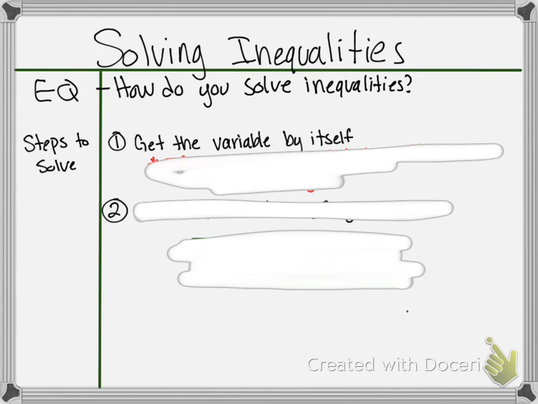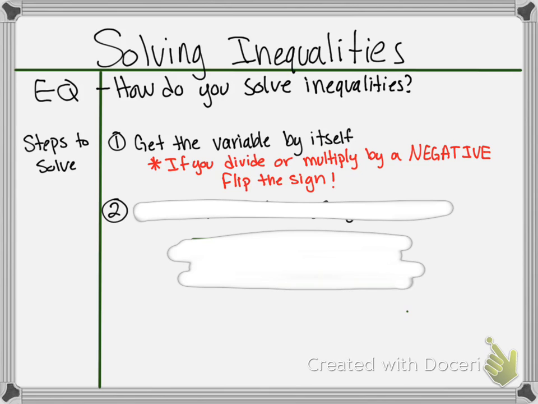And in the process of getting the variable by itself, if you divide or multiply by a negative, you have to flip the sign. So if you divide by a negative or multiply by a negative, you have to flip the sign. Okay, so if it starts out as a greater than, and you divide by a negative, you have to switch that greater than to a less than.